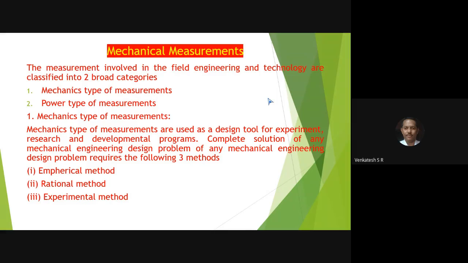Explain briefly the mechanical measurement. Mechanical measurement is classified into two types. One is mechanics type of measurement, the other one is power type of measurement. First, we discuss what is the mechanics type of measurement.